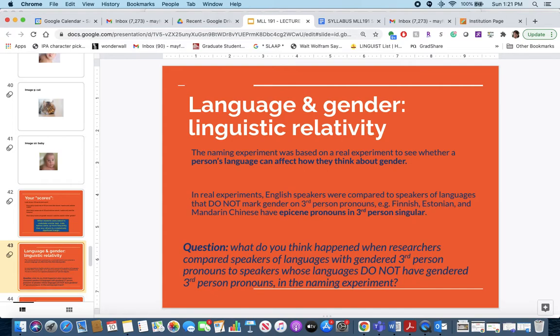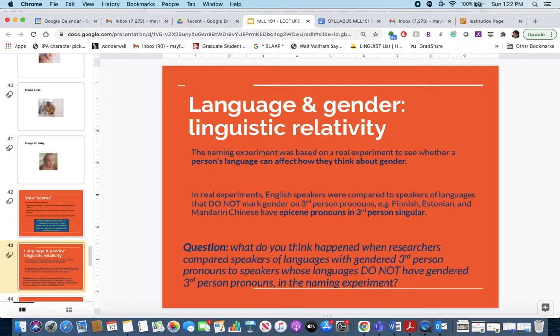And in the real experiments, the English speakers were compared to speakers of languages that do not mark gender. For example, Finnish, Estonian, and Mandarin Chinese have epicene pronouns. So instead of using he or she, they would use more of a gender-neutral third person singular. And a lot of the speakers, when they try to speak or are learning English, kind of mess up, quote unquote, with the pronouns, and that's because they don't have a gendered pronoun in their language.